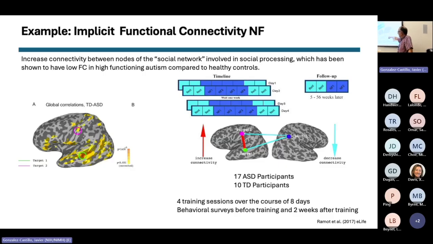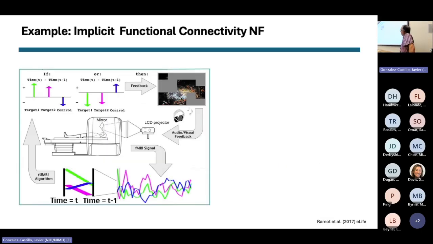They have 17 ASD participants and 10 typically developing participants. They do this neurofeedback across 8 days, but then they have behavioral surveys up to 2 weeks after. So again, not perfect, but they're taking into consideration many of the things that we were talking about. So, how this particular experiment works.